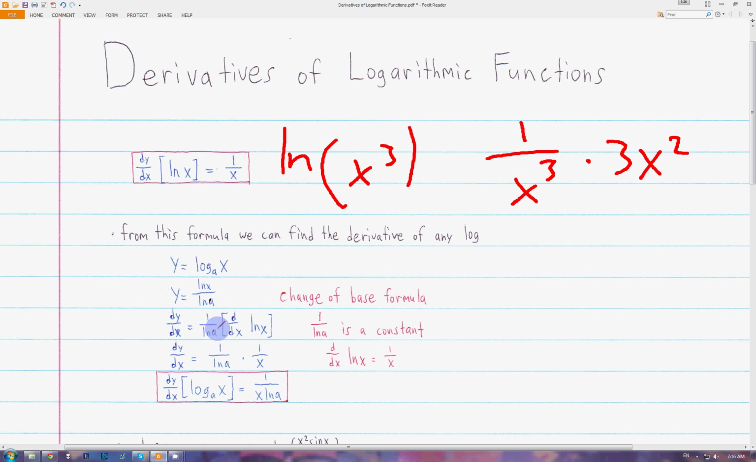So we get dy/dx is equal to, now 1 over ln of a is just a constant, because a is a constant, so the ln of a is also a constant. So we can bring it out of the derivative, and then we're just left with the derivative of ln of x, which we just learned is 1 over x. So the derivative of the logarithm with any base a of x is just 1 over x ln of a.